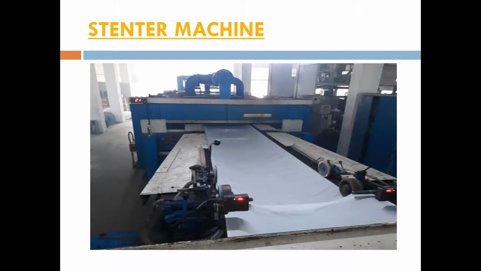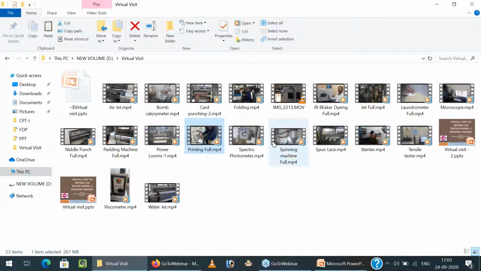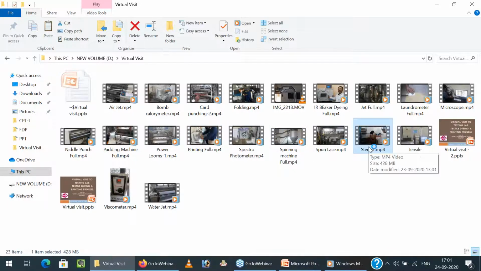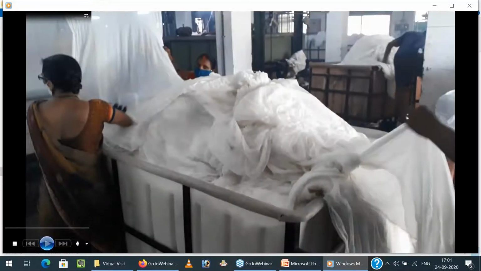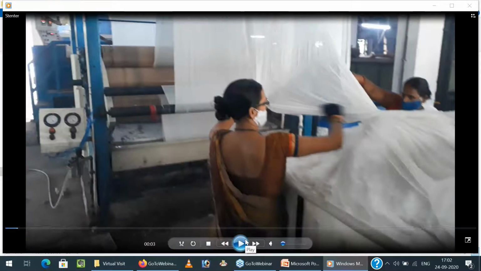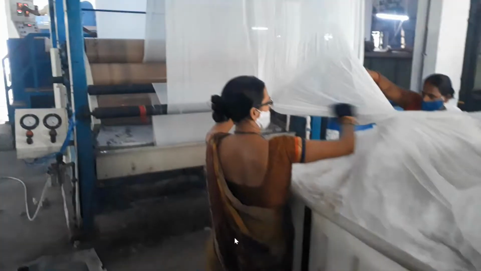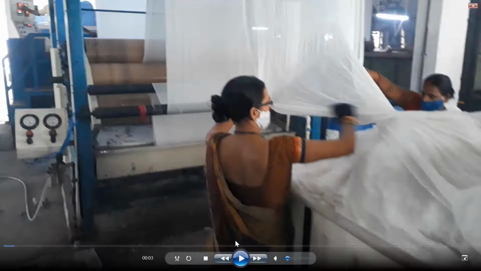Now we come to stentor. Professor Bade will be talking about this stentor machine. Stentor is a machine which is used for many purposes, for drying of the fabric, as well as for heat setting, particularly for filament, synthetic filament fabrics. Heat setting is a very important step which gives dimension stability to the width and length.